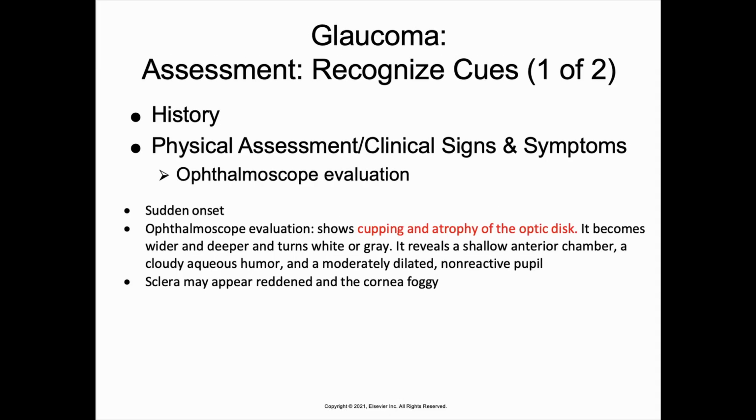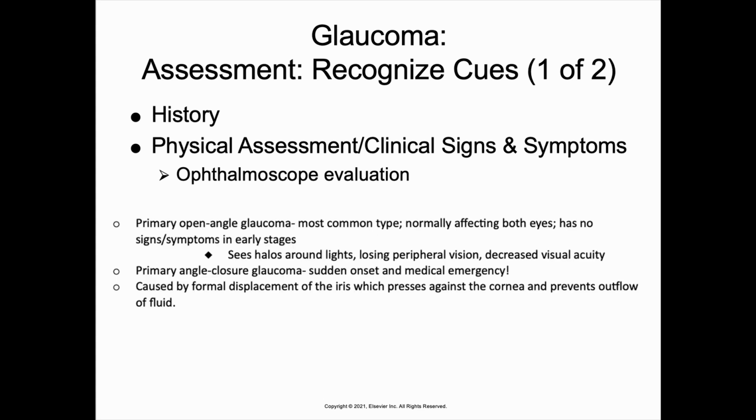History. You're going to ask them about their vision loss. It's usually a sudden onset that brings them in for it. Signs and symptoms. So early signs and symptoms of glaucoma are increased intraocular pressure. They have decreased accommodation or ability to focus. Late sign. They'll have a loss of peripheral vision. They will probably start to see halos around the lights.